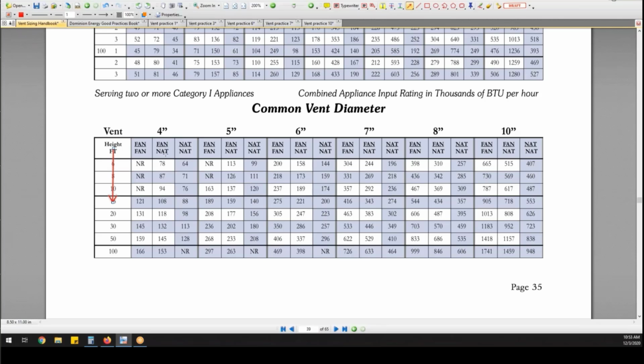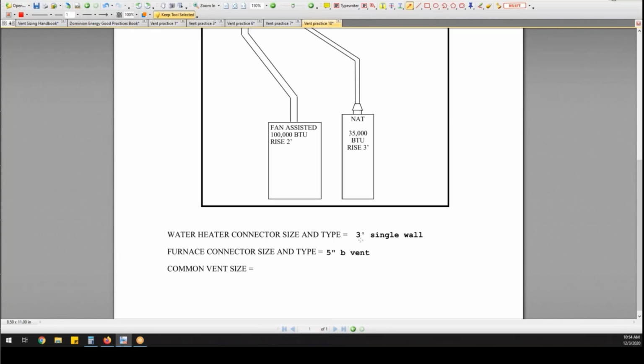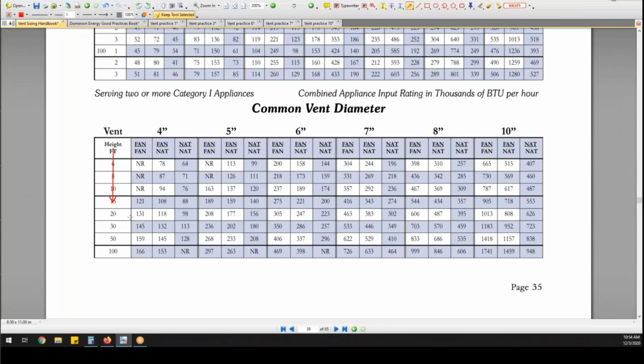I've got a fan and a nat. Okay, this is what you've got to make sure you're looking at. I could have everything fan-assisted, a combination of fan and natural, or everything natural draft. Because I decided that I'm going to do the water heater in single wall because the chart said I could, and I'm going to have no choice. The furnace has to be 5-inch B vent, the chart told us. Okay. I have a combination of fan and natural.